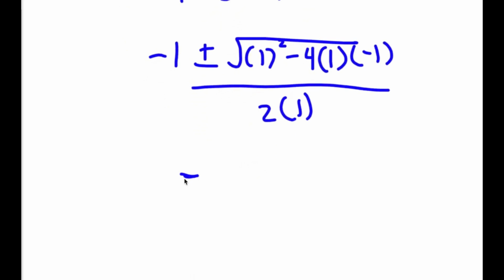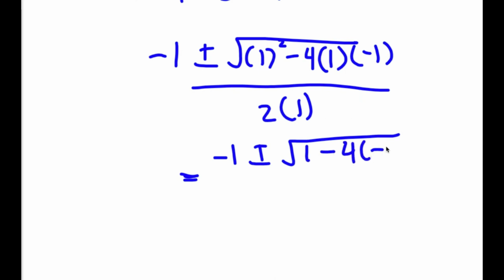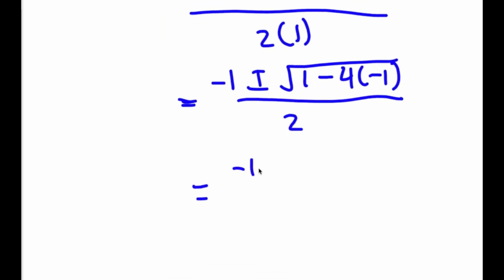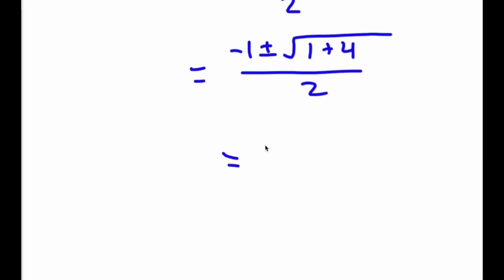Now this is equal to negative 1 plus or minus the square root of 1 squared, which is 1, minus 4 times 1, which is 4 times negative 1, over 2. 2 times 1 is 2. And this is equal to negative 1 plus or minus the square root of 1 minus 4 times negative 1 is negative 4, so I have negative negative 4, which is positive 4. Over 2 is equal to negative 1 plus or minus the square root of 5 over 2.